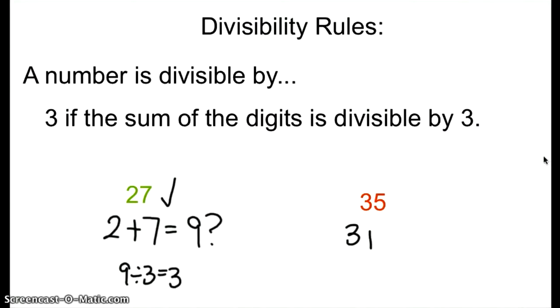35. 3 plus 5 equals 8. Is 8 divisible by 3 without a remainder? And no, that does not happen. So 35 cannot be divided by 3.